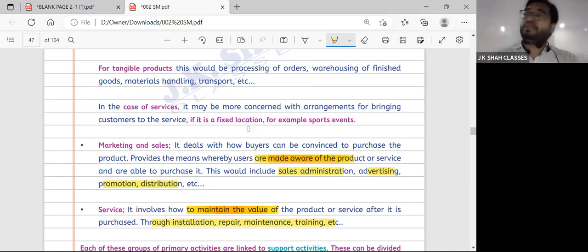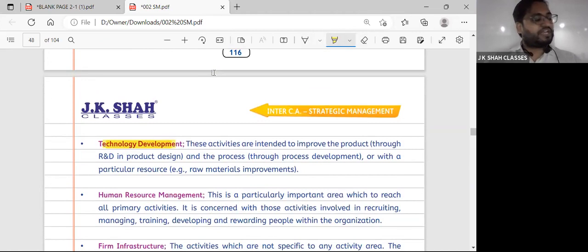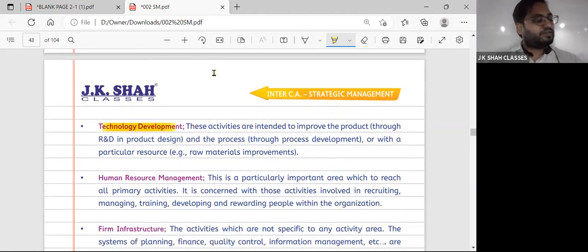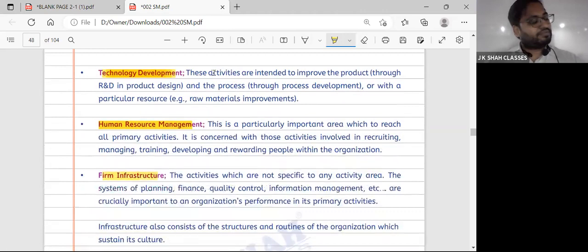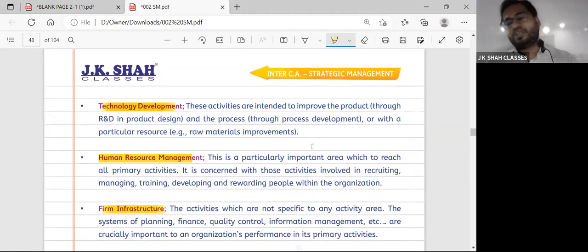These were 5 primary activities. Support activity, procurement. Procurement means purchase. Then we have technology development, HRM, firm infrastructure. You all understood this? So how many primary activities? 5. How many support activities? You all understood this? Great.